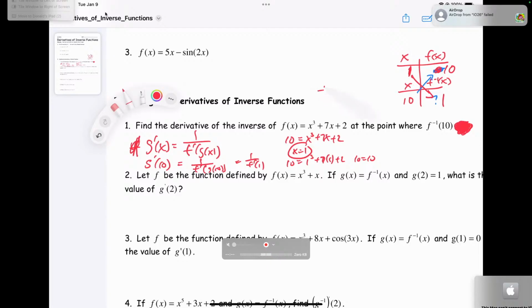So just take the derivative of this. And f prime of 1 is equal to 3 plus 7, so it'll be 1 over 10. So the answer is 1 over 10.